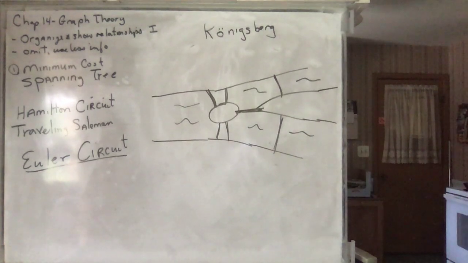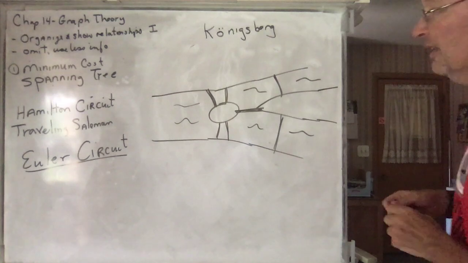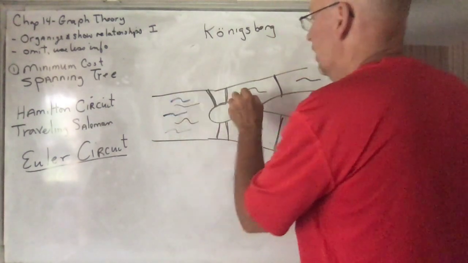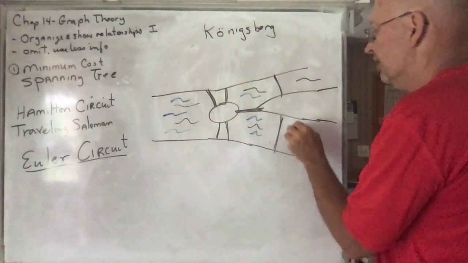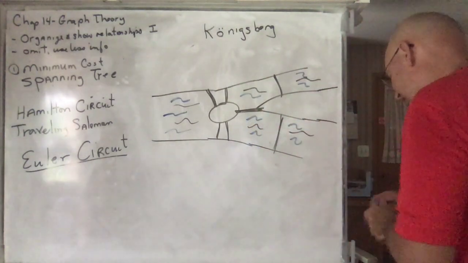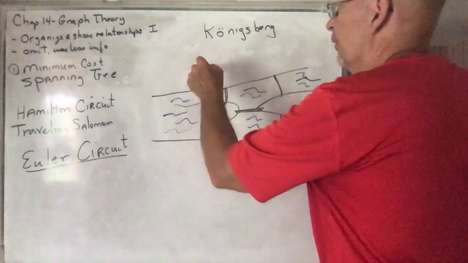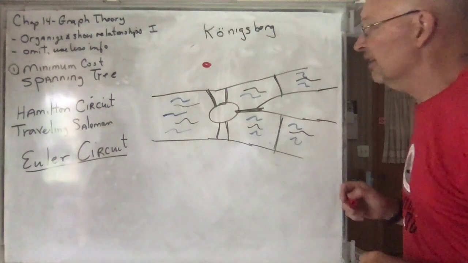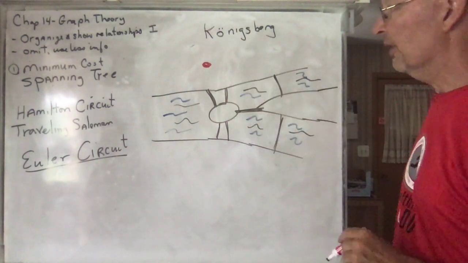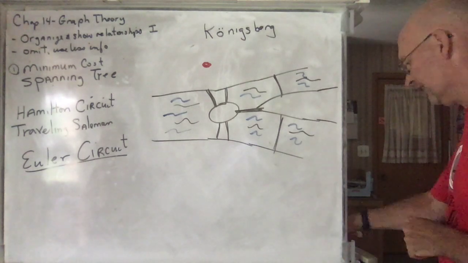Okay, and the people of Königsberg wanted to take little Sunday walks, which would start wherever they wanted to start. Say they wanted to start over on the north side here, and they wanted to take a walk that crossed every bridge exactly once. Okay, so that's what they were after. Can they cross every bridge exactly once?